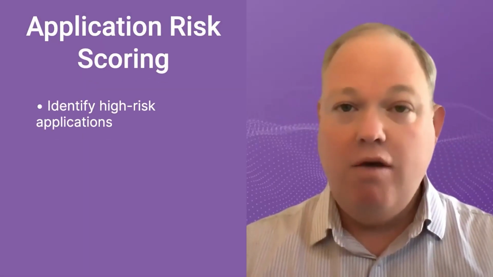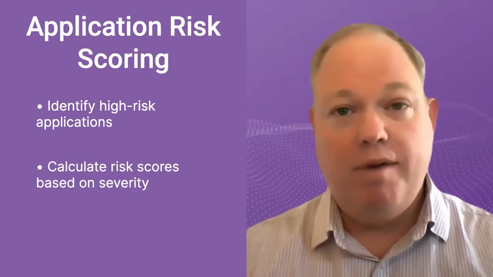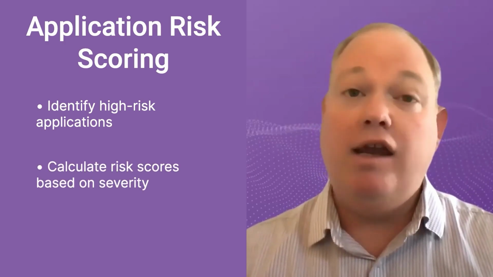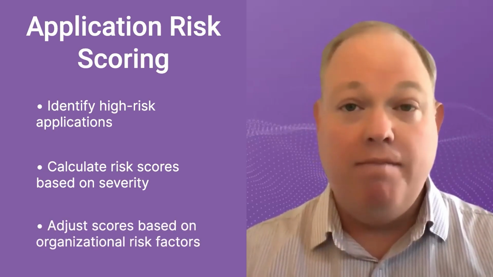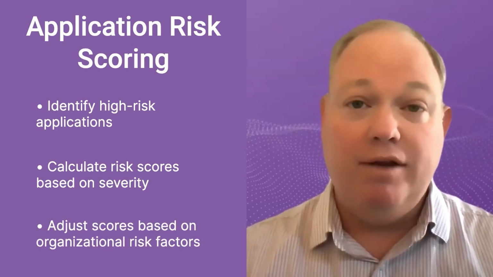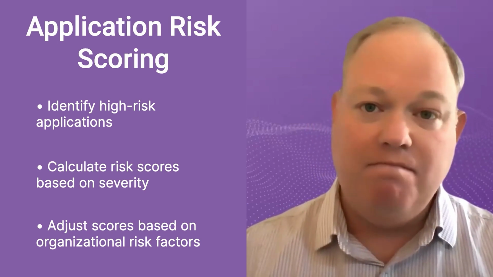I'm here today to introduce Polaris's new application risk scoring capability. Application risk scoring enables you to identify which applications represent the most risk to your organization. It calculates a risk score based on the severity of issues in an application and adjusts that score up or down based on business, environmental, or any other kind of risk factor relevant to your organization. Let's take a look.